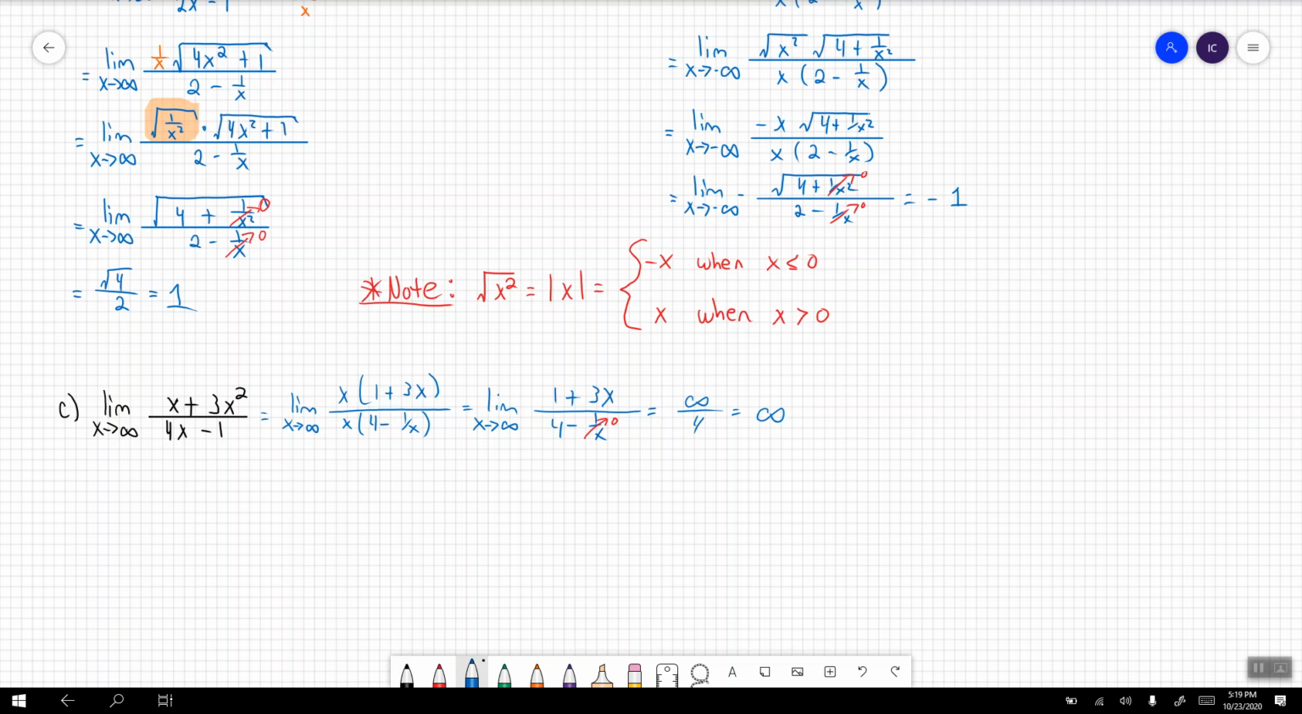So let's look at one more type of example. On this example, we want to find the limit or show that it does not exist.